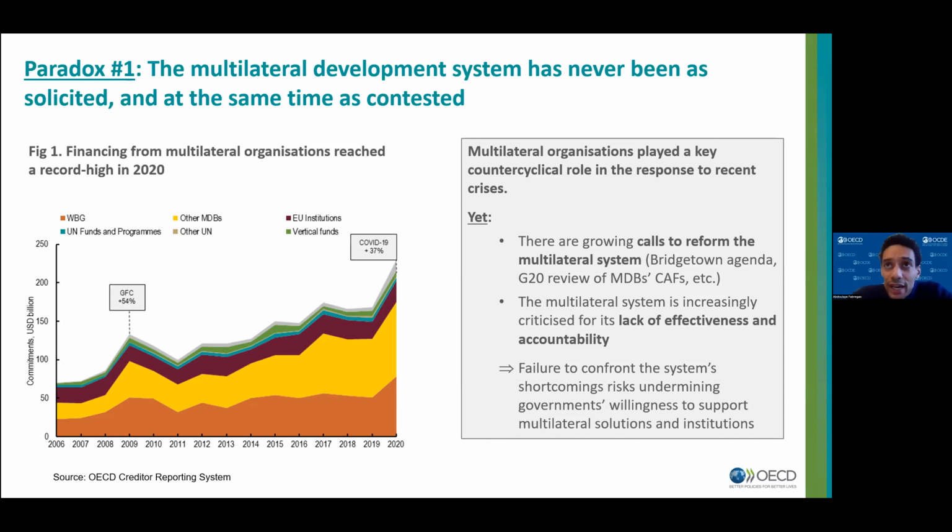In addition to that, we also hear that the multilateral system is increasingly criticized and under fire for its alleged lack of effectiveness and also for the lack of whole of system accountability. And so the report this year makes the point that in a context of constrained development budgets, not hearing these calls for reform could be risky, in particular because it could discourage donors from continuing to invest in the multilateral system.